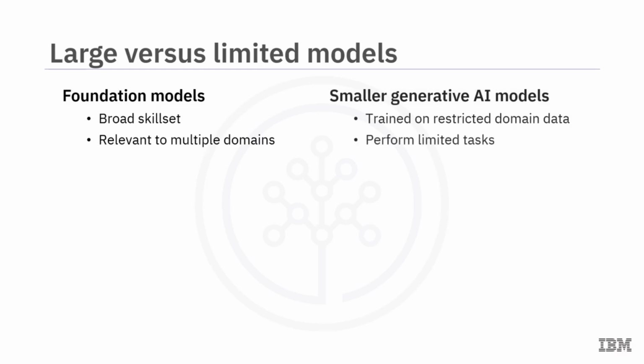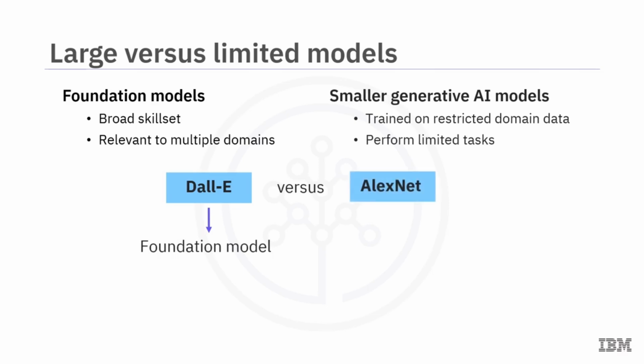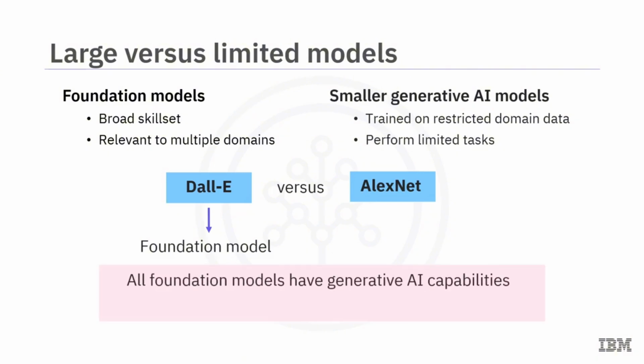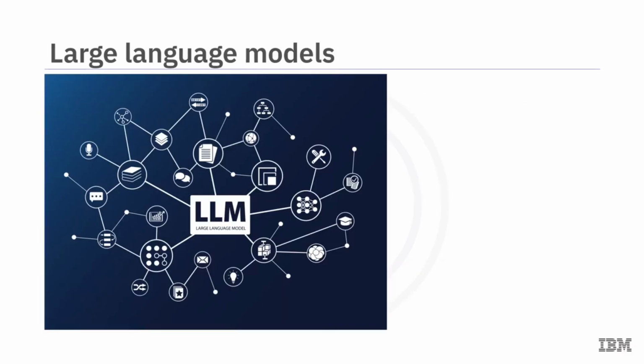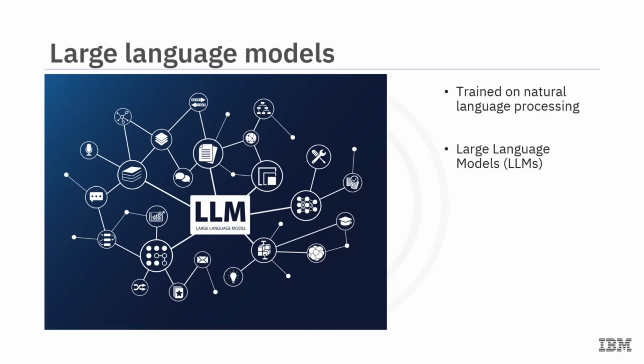For instance, OpenAI's DALL-E family of models are considered foundation models because they can perform many image-related tasks. In contrast, AlexNet is not classified as a foundational model, as it only performs image classification tasks. Therefore, we can clarify that while all foundation models have generative AI capabilities, not all generative AI models are foundation models. When foundation models are trained on vast natural language processing databases, they are called large language models, or LLMs.